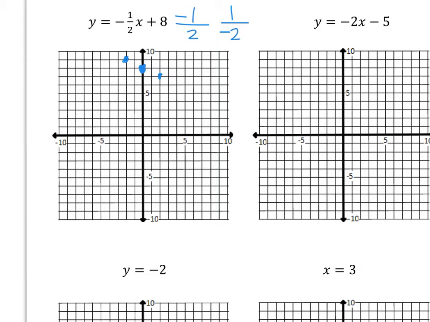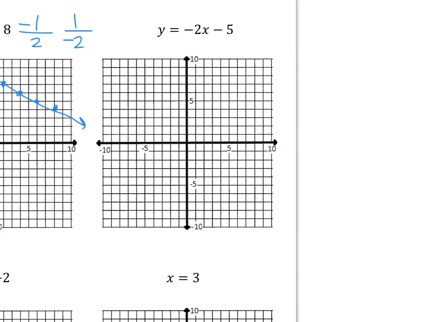And then I'll maybe make a few more points here. So down 1 to the right 2. And once I have a couple points, I can get my straight line. And I always like to plot at least 3 points, but 5 would even be ideal to make a straight line here for practice. And that would be the y equals -1/2 x plus 8 equation graphed on the coordinate plane. So let's continue now with this next example.